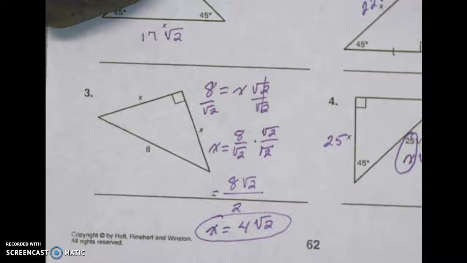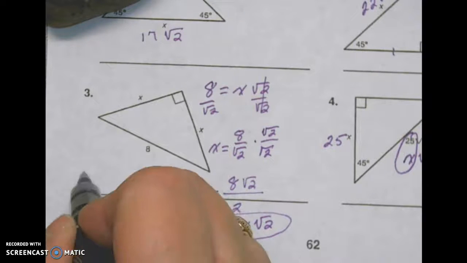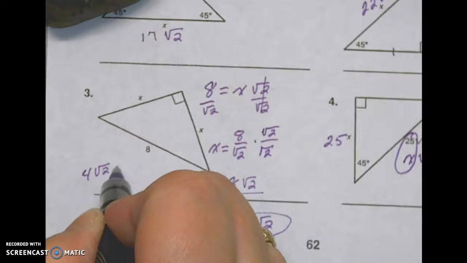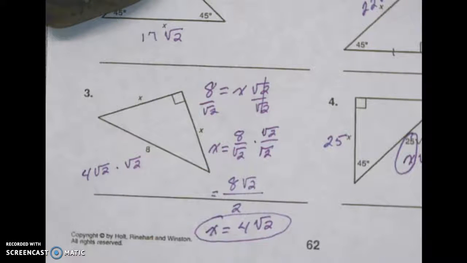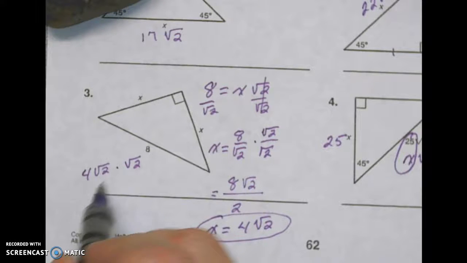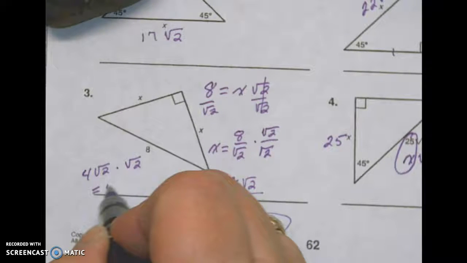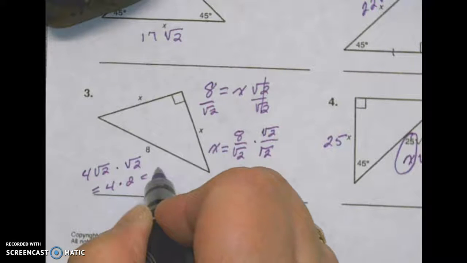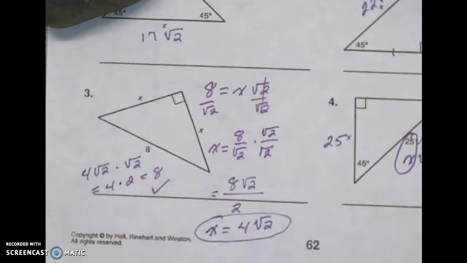And I might want to double check that to see if I multiplied that by the square root of 2, would I get 8? So I'm going to check. If I multiply 4 square root 2 times another square root 2, what do I get? Square root 2 times square root 2 is a whole number 2, so that's equal to 4 times 2, which is 8, and I've checked the fact that my problem has been solved correctly.